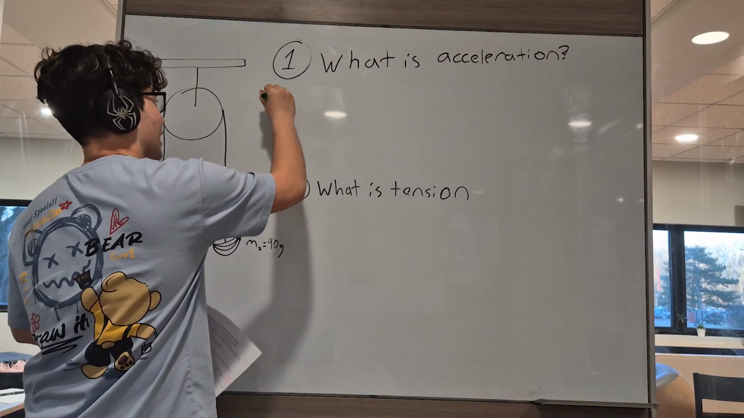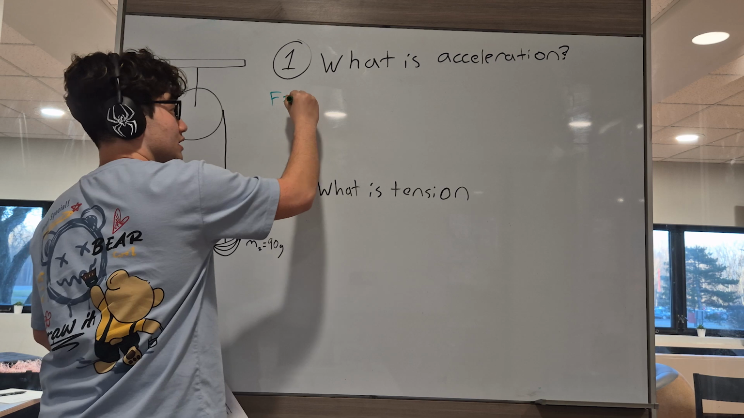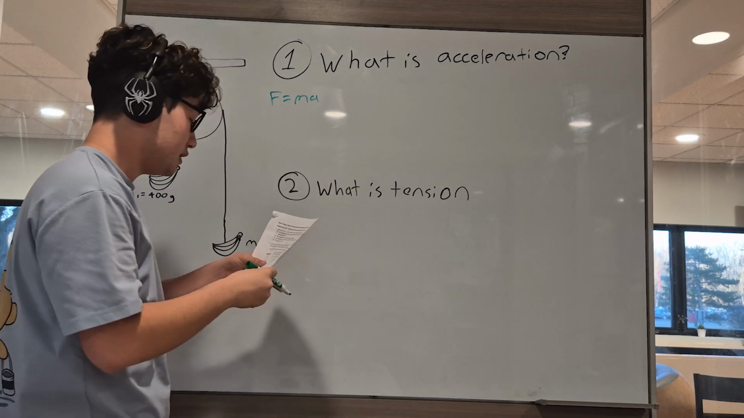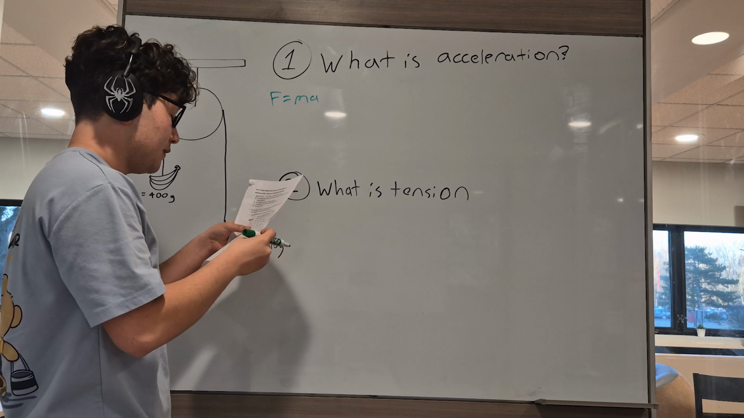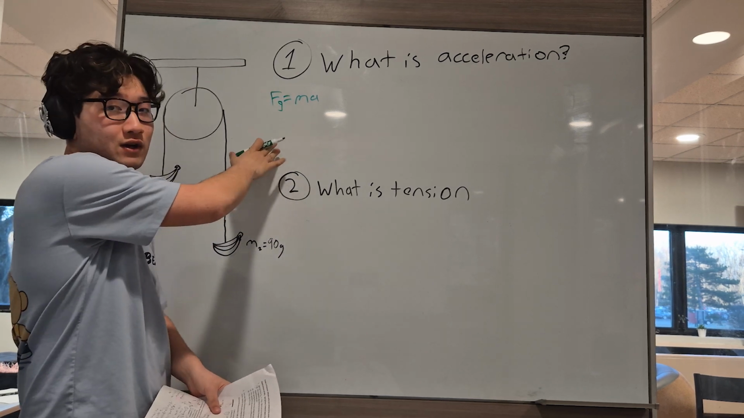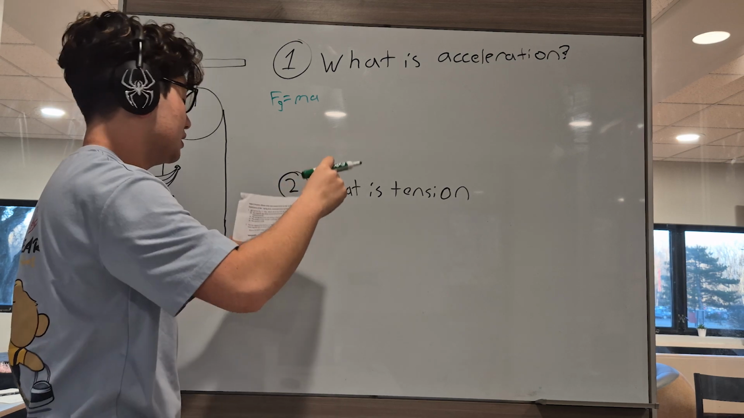We know that F is equal to ma, which is always the case. It's on our equation sheet. So when we have that, in our case it's going to be Fg, the force of gravity, equal to mass times acceleration.